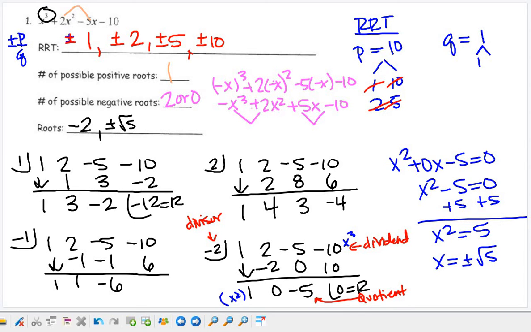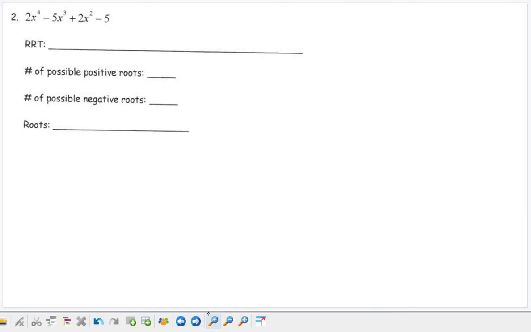So let's start over. Let's do another one. So again, we start with the rational root theorem. Remember, rational root is plus or minus p over q. So I need to know what p is. p is my constant. Again, it doesn't matter whether it's positive or negative because you're going to put plus or minus in front of every term. So 1 and 5. q is 2. So 1 and 2.